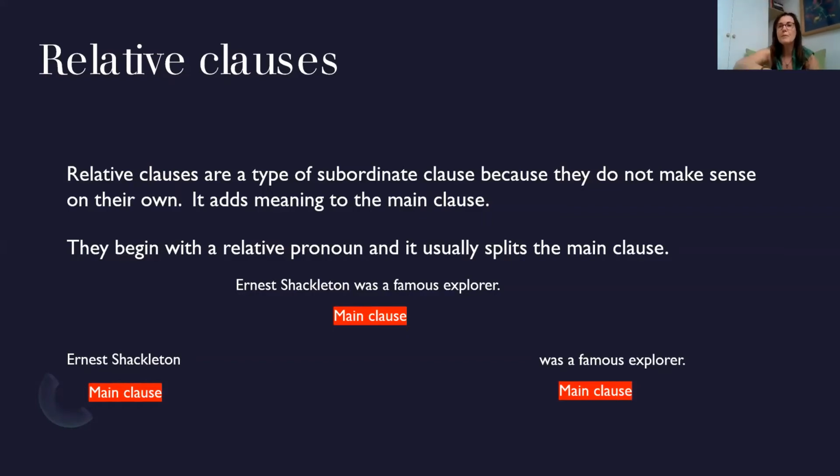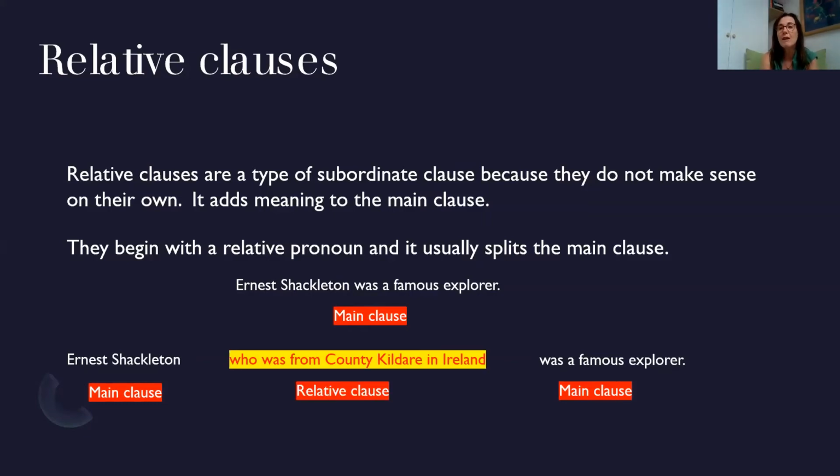It's been kind of bombed to the front and the back of the sentence, and into the middle has been placed the relative clause, beginning with the relative pronoun who, which is the one that we use when it's to do with a person. So Ernest Shackleton, who was from County Kildare in Ireland, was a famous explorer. So the relative clause has been popped into the middle of the sentence and it splits the main clause. Don't forget the commas. It needs to be cuddled by commas on either side of the relative clause. Try not to forget that.